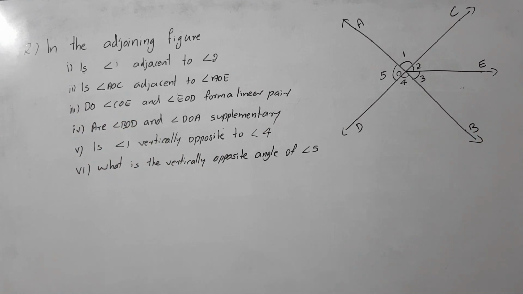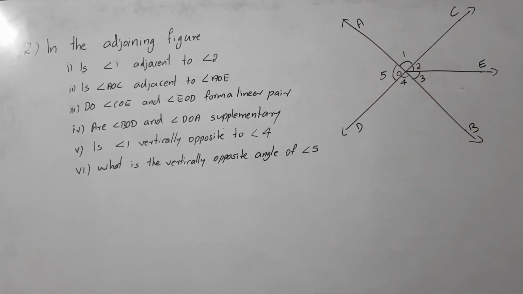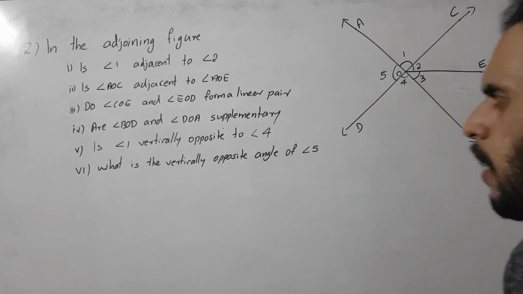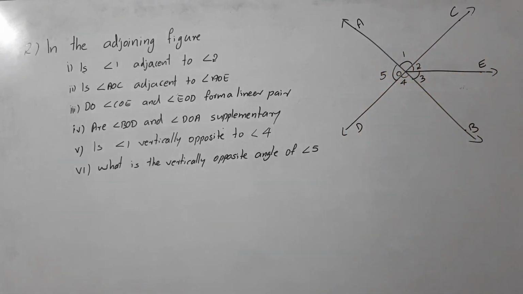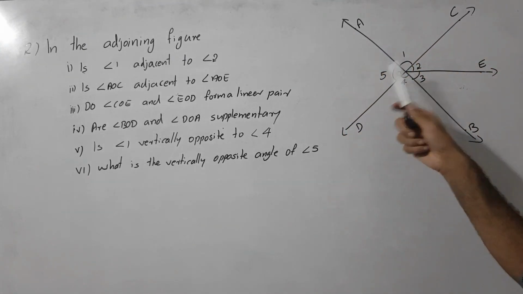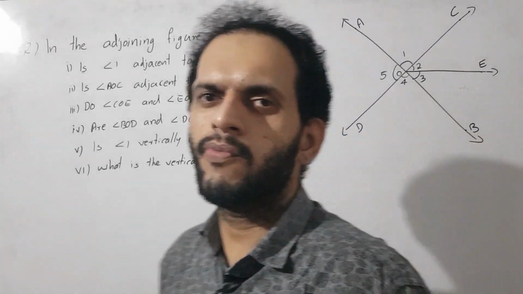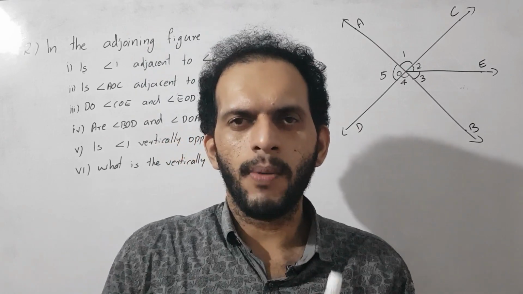Fourth one, are angle BOD and DOA supplementary? Then fifth one, are angle 1 and angle 4 vertically opposite angles? And sixth one, what is the vertically opposite angle of angle 5? Okay, so we want to write the answer based on the figure. So we check one by one.